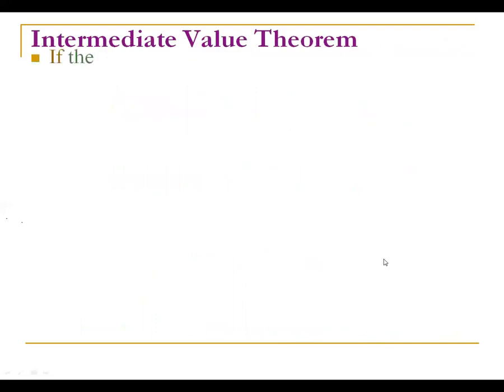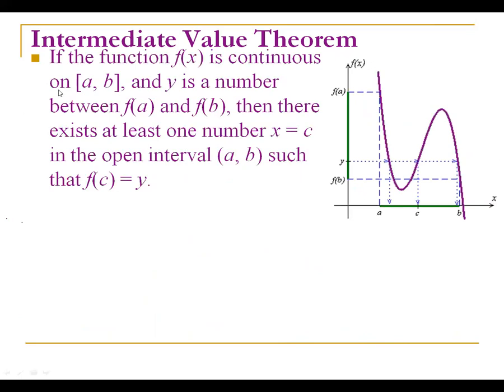The intermediate value theorem says if the function f of x is continuous on a closed interval and y is any number between f of a and f of b, so the y values evaluated at the endpoints, then there exists at least one number c between a and b such that c, when evaluated in the function, produces a y value in between f of a and f of b.